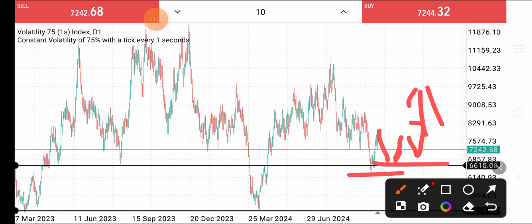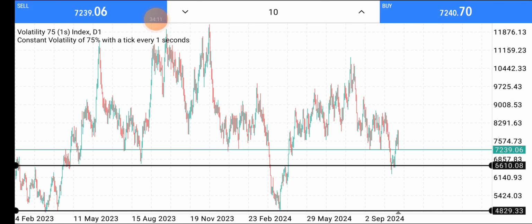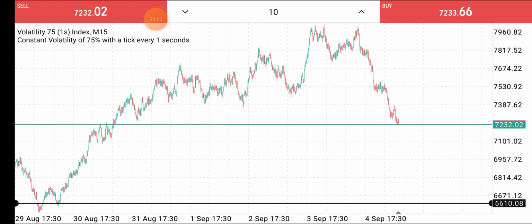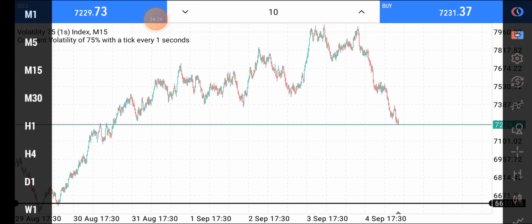So that's it. With these, you can still mark out the same levels on your 15 minutes chart and follow it up. So that's it. This is how to run a top-down analysis.